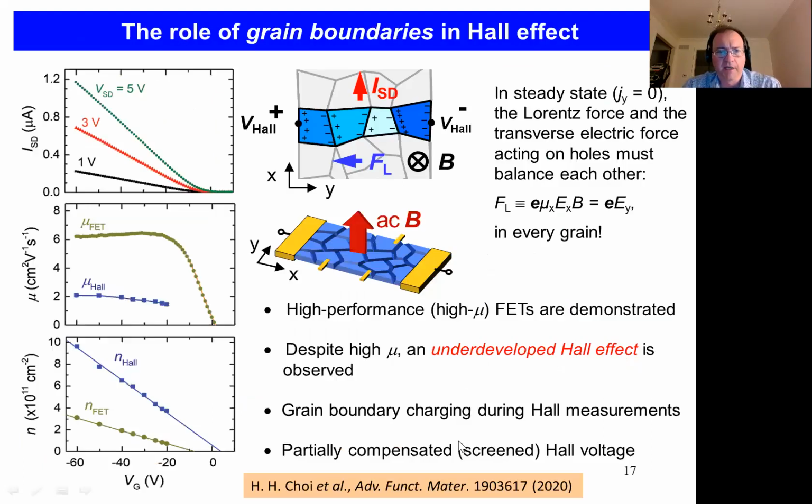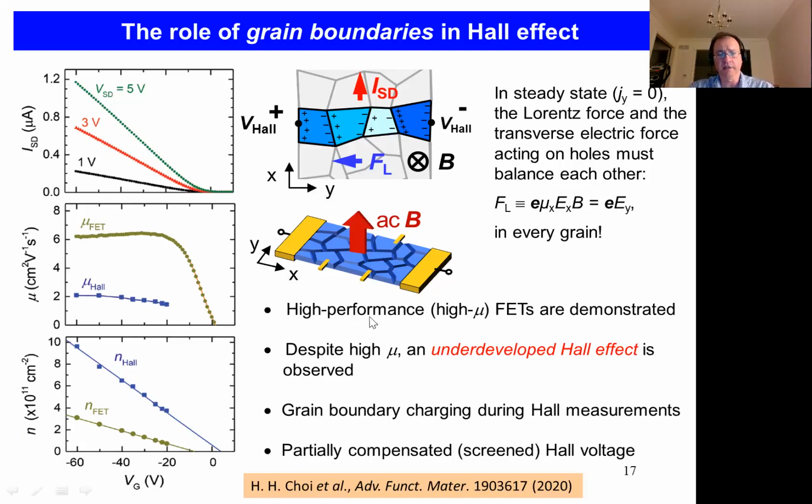Here I wanted to show you one specific interesting result. It's about the role of grain boundaries in Hall effect. The observation was that these polycrystalline transistors perform very nicely. You can see very nice linear characteristics in the linear regime, and the longitudinal FET mobility is very good. It's up to 6, which is about some of the best results we were getting with these devices.